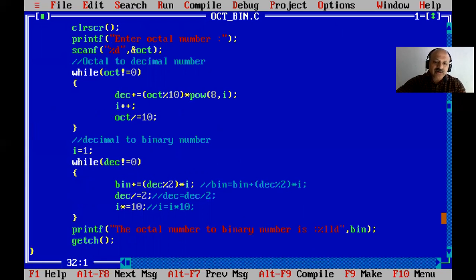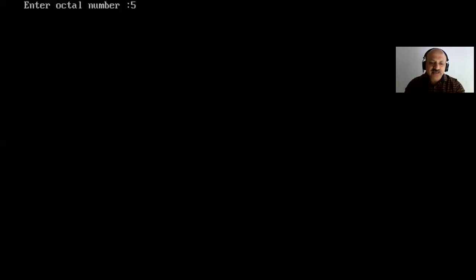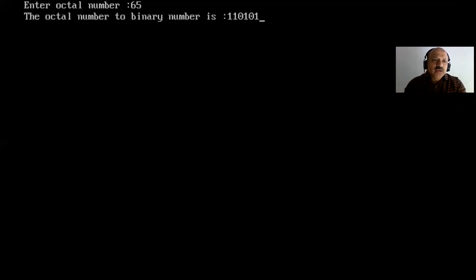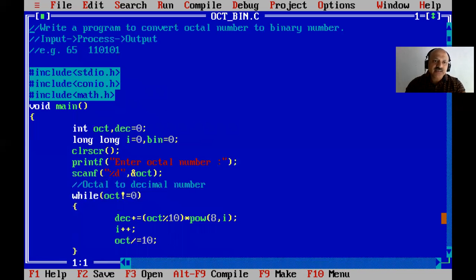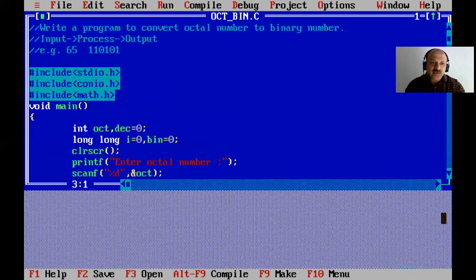And now let us check our 65, that I solved in my paperwork. So the octal number to binary is, yes, 110101. Yes, that is perfect. I previously said that is our answer. So how is it possible? Let us check.